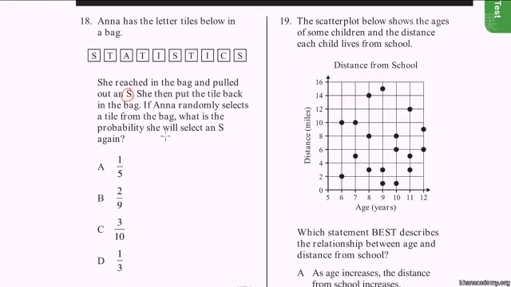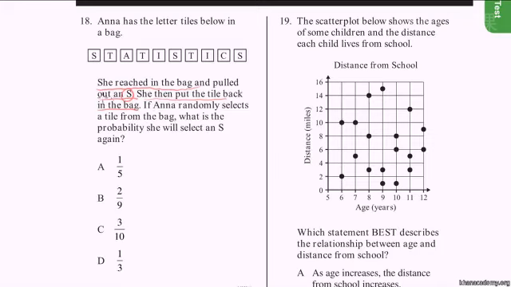So this is a trick question on some level, because the first part, that she reached in the bag and pulled out an S, and then she put the tile back in the bag, doesn't do anything. The fact that she pulled out an S and then put it back in the bag shouldn't change what happens after. If she took out the S and kept the S out, then this would be a different type of problem. But since she took out the S and put it back in, this is almost useless information. We still have all of these letters in the bag.